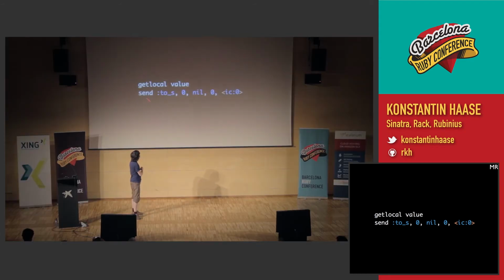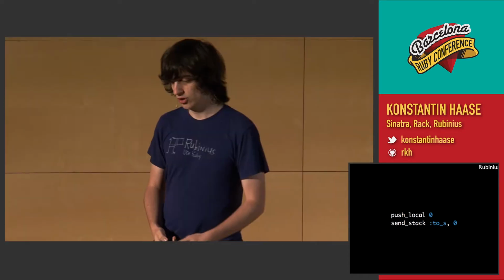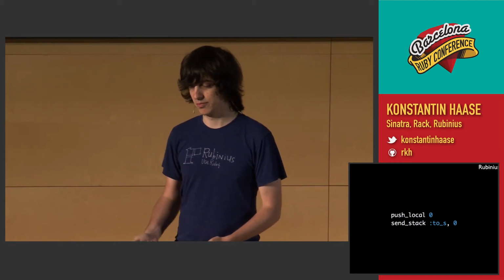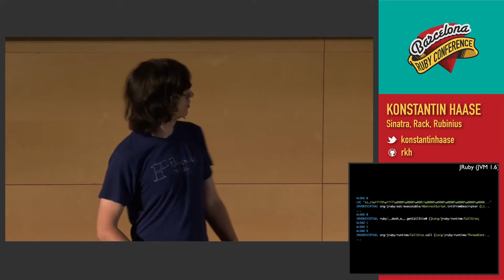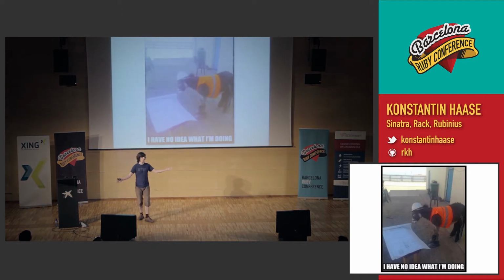You have value there, and you send to_s to it. On Rubinius, it looks like this. They actually use an integer for identifying the local variable and send to_s to it. And on JRuby, on the JVM 1.6, it looks like this. I removed some stuff here, and some stuff there, and some stuff over there. If you look at all that and you've never seen something like that before, you're probably like, I have no idea what's going on here.